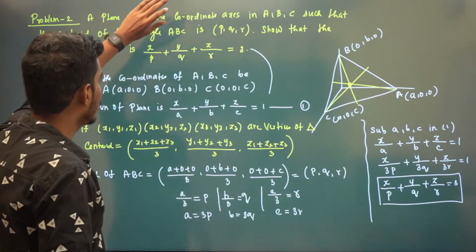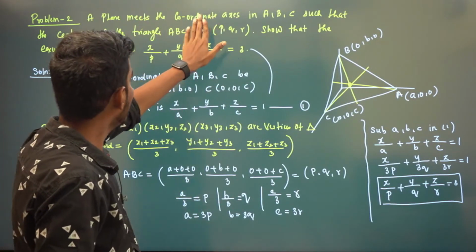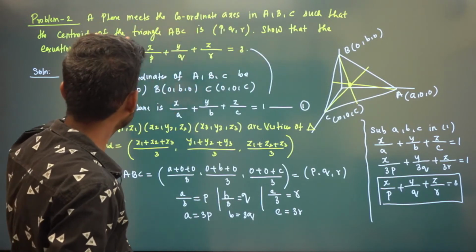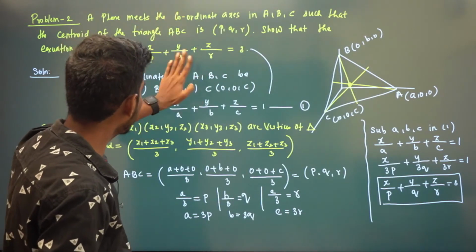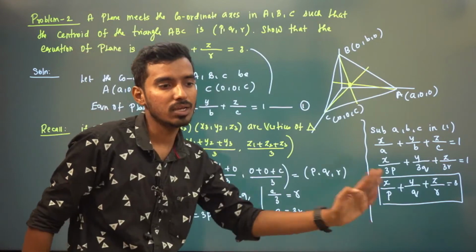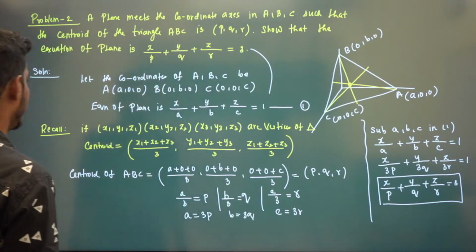How can I do it? We know that the centroid of the triangle is (p, q, r). So make use of the centroid of triangle ABC formula. We can find the value of a, b, c in terms of p, q, r. Substitute back here, you will get the required answer. Okay, so move on to problem number 3.